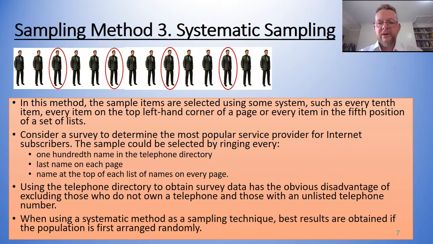So using the telephone directory to obtain survey data has the obvious disadvantage of excluding those who don't own a telephone or those with an unlisted number. When using a systematic method as a sampling technique, best results are obtained if the population is first arranged randomly.